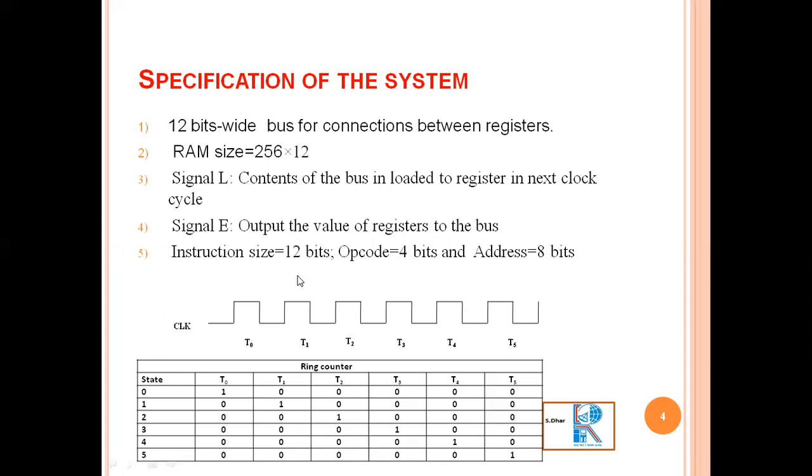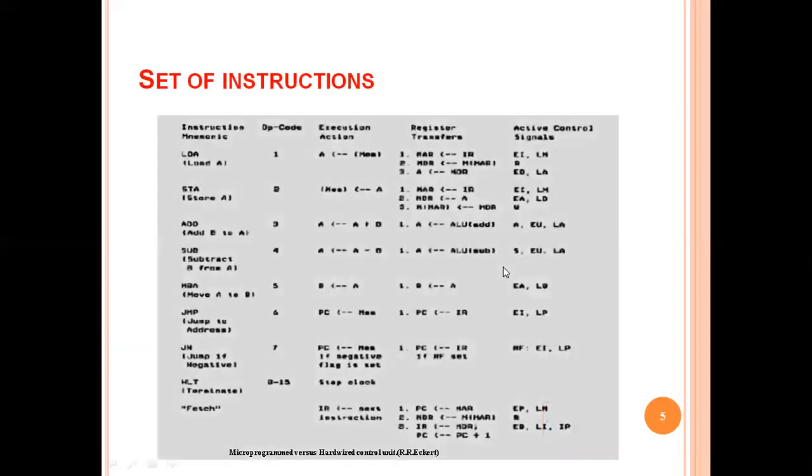Here the instruction size is 12 bits. Already I have told you the opcode is 4 bits and the address is 8 bits. Now this is the set of instructions for this simple digital computer. See what the instructions are here. Load A, store means store A, add B to A. Add means adding the data which is stored in the register to the accumulator, and the result is stored in the accumulator.